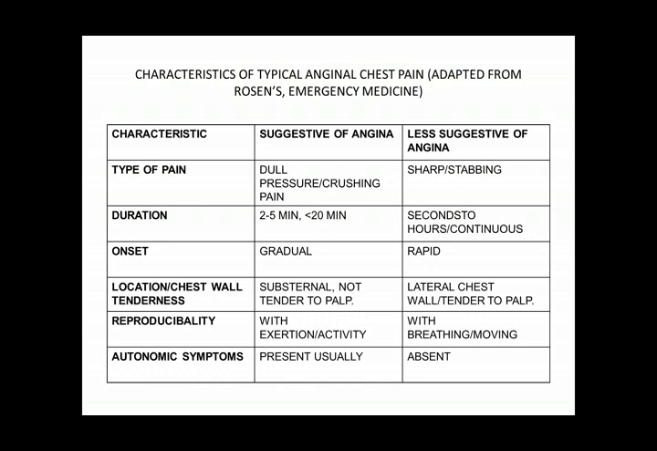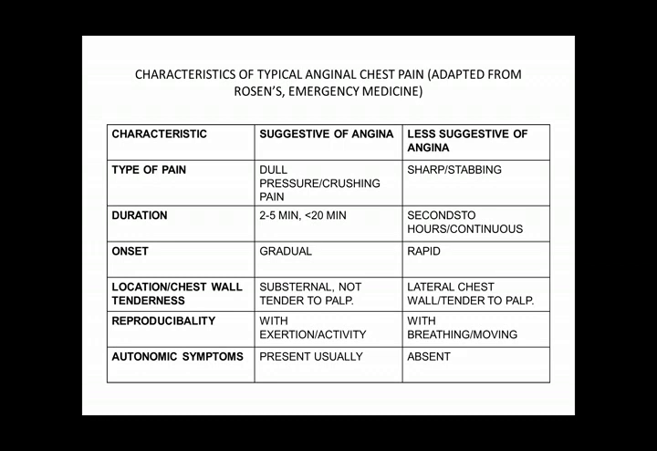Now this is the chart which is given to differentiate between ischemic pain and non-ischemic pain. The type of the pain in ischemia is a dull, pressure, crushing pain. Non-ischemic is a sharp, stabbing, piercing pain, or the person can point to the site of the pain. This is called the pointing sign. If there is a pointing sign, there is the least chance of ischemia or angina.